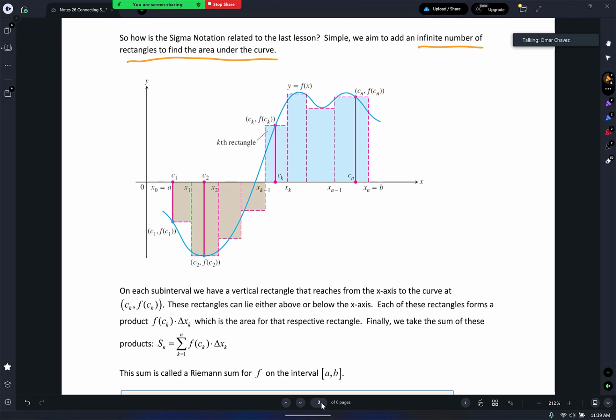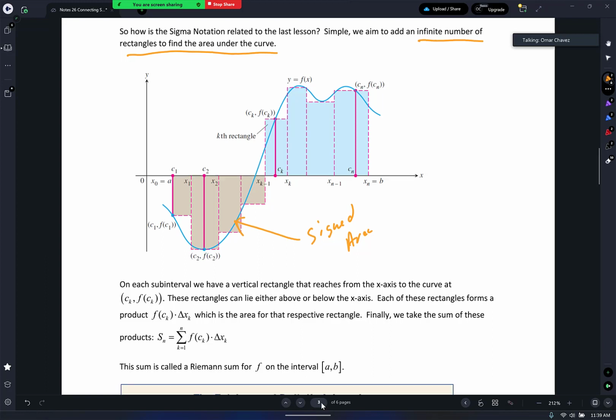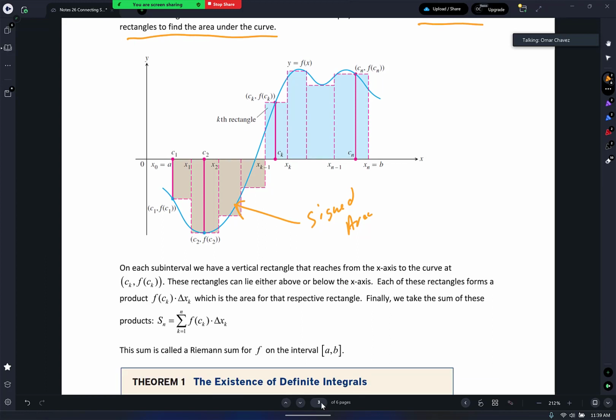It could be below the x-axis. It could be above the x-axis. If it's below the x-axis, it is signed area, so it would be negative because you have a negative y value times your delta x. But that's fine. And it says in each subinterval, we have a vertical rectangle that reaches from the x-axis to the curve at, this is just some coordinate.